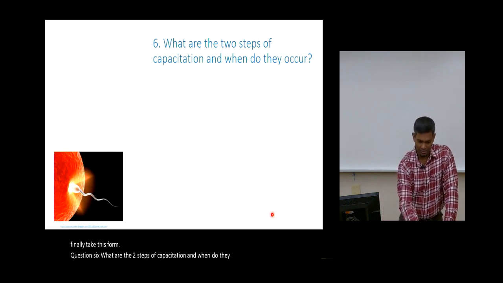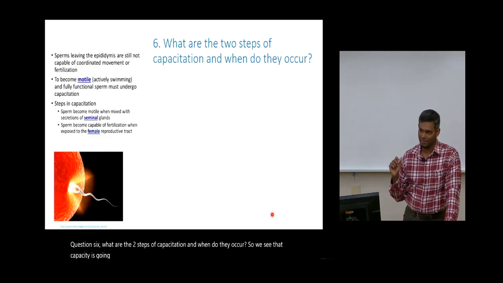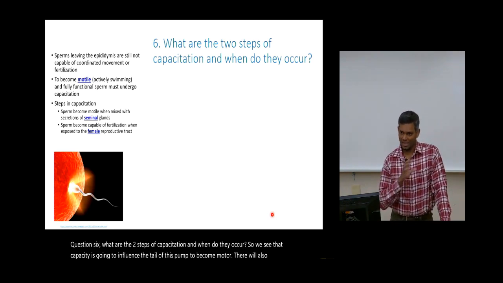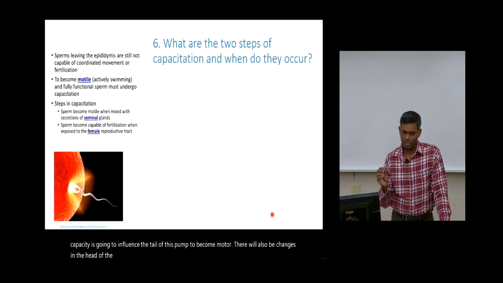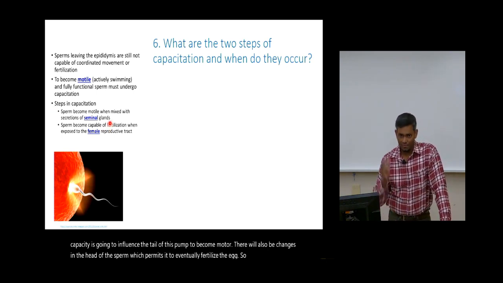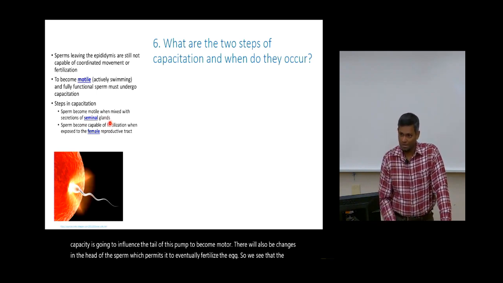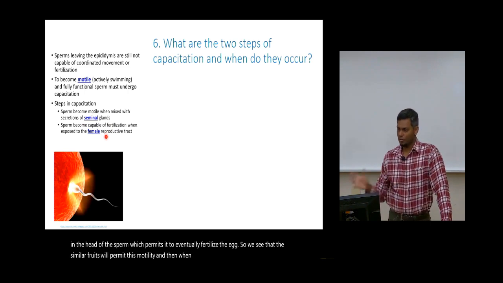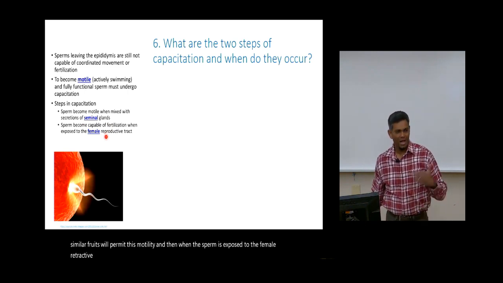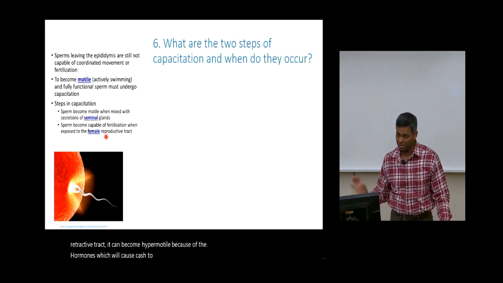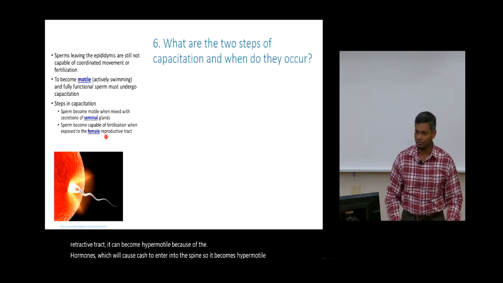So we see that capacitation is going to influence the tail of the sperm to become motile. There will also be changes in the head of the sperm which permits it to eventually fertilize the egg. So we see that the seminal fluids will permit this motility, and then when the sperm is exposed to the female reproductive tract, it can become hypermotile because of the hormones which will cause calcium to enter into the sperm. So it becomes hypermotile in the female reproductive tract.